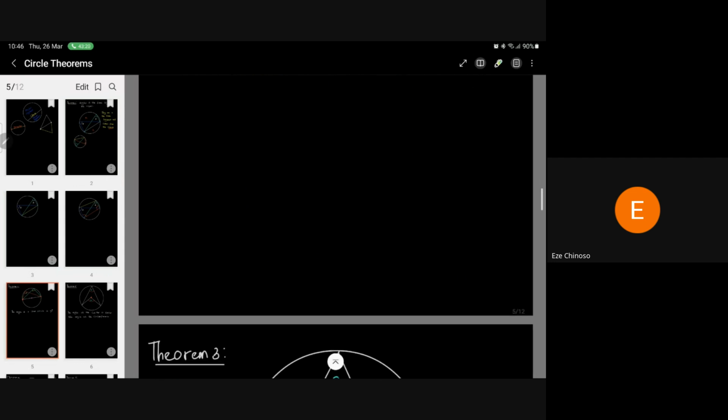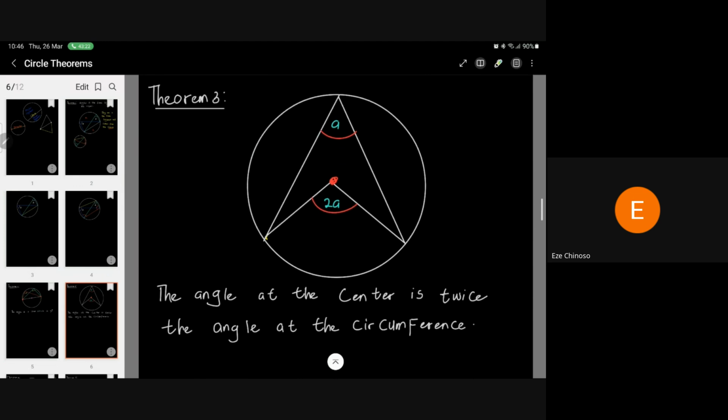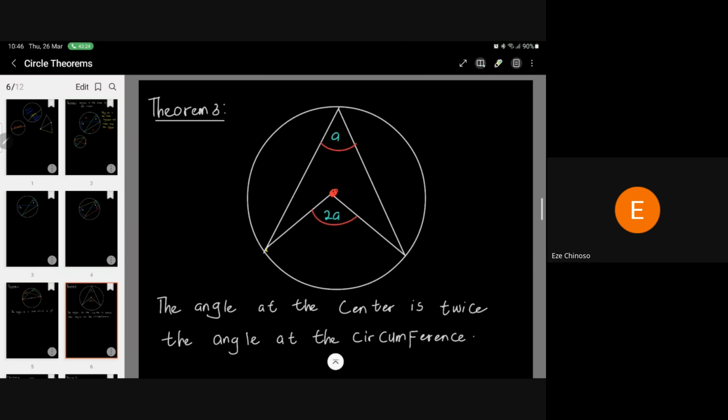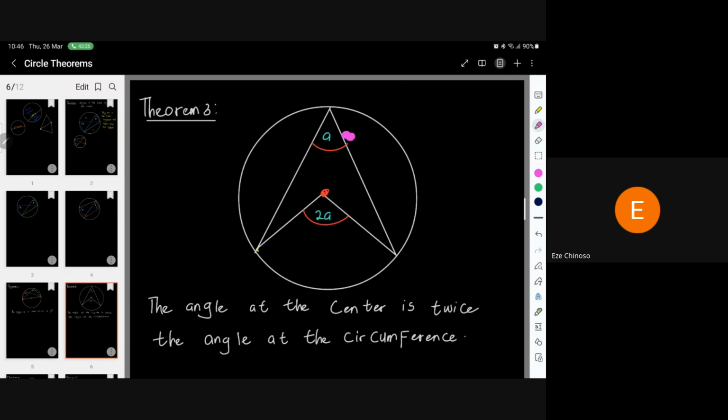Now, the next theorem is your theorem number 3, where we said that the angle at the center is actually twice the angle at the circumference. Observe this. In this, there's no line here, isn't it? There's no line, but there should always be a chord. That angle was formed because there's a chord that is running through. And check, through this chord, this angle was formed.